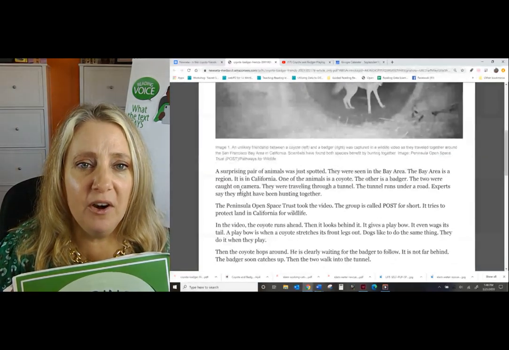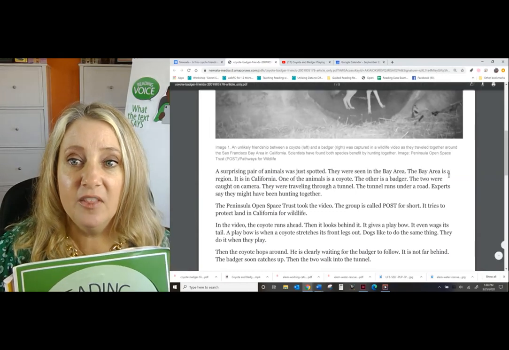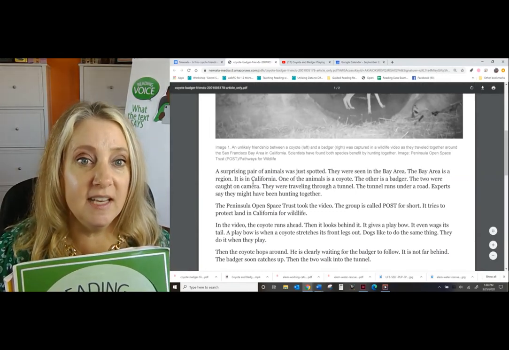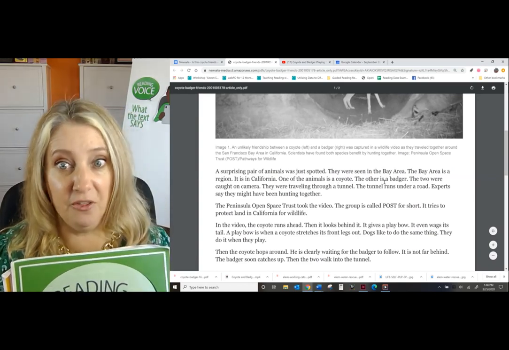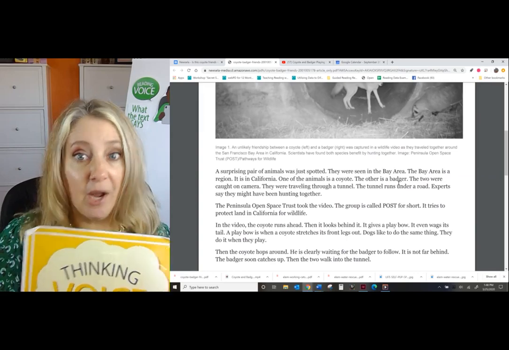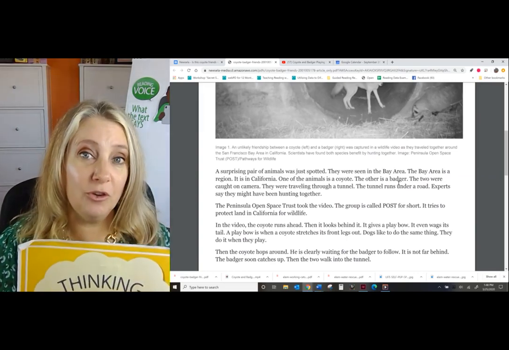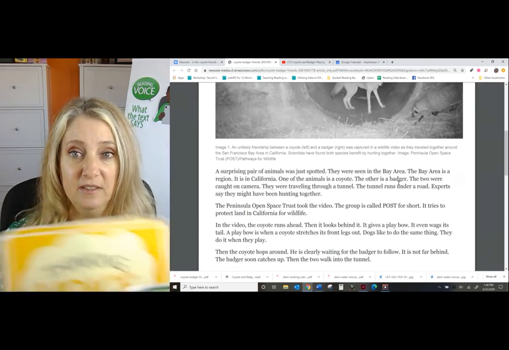A surprising pair of animals was just spotted. They were seen in the Bay Area. The Bay Area is a region. It is in California. One of the animals is a coyote. The other is a badger. And my thinking voice is just saying, yep, I already knew all that. That's the intro to the paragraph, and I learned that already from the title and the captions.